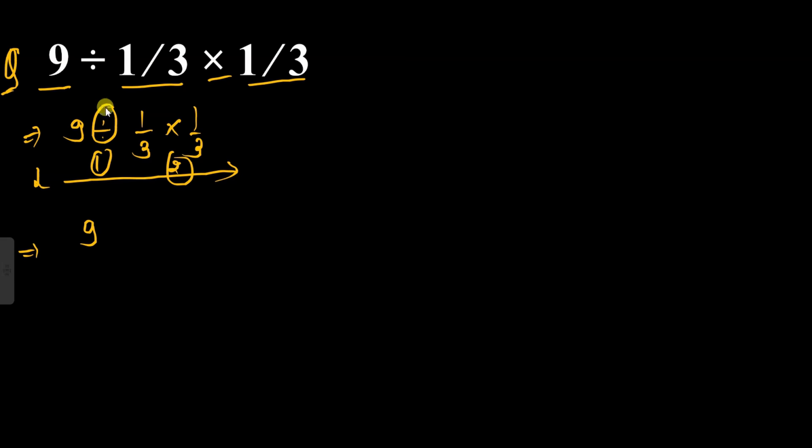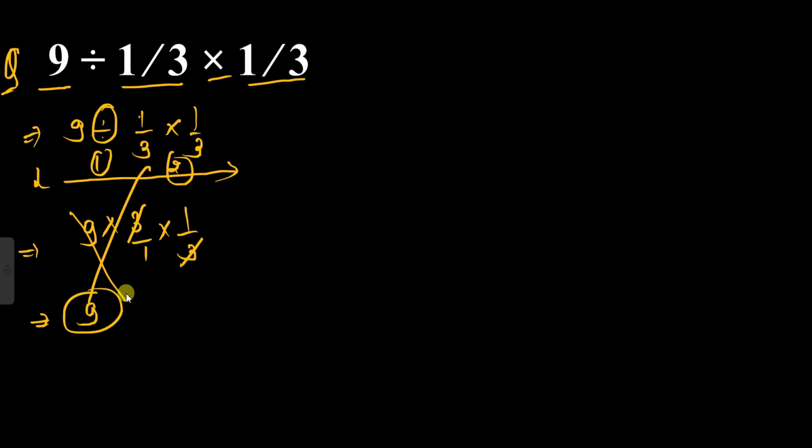Here, we'll replace the division with multiplication, and by inverting 1 by 3, it becomes 3 by 1. Multiply by 1 by 3, 3 cancels out with 3, right? 9. Wrong method?